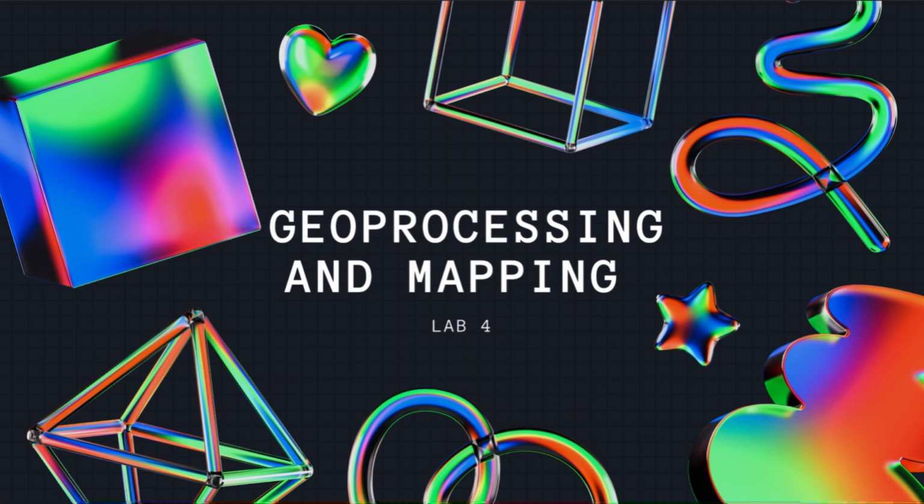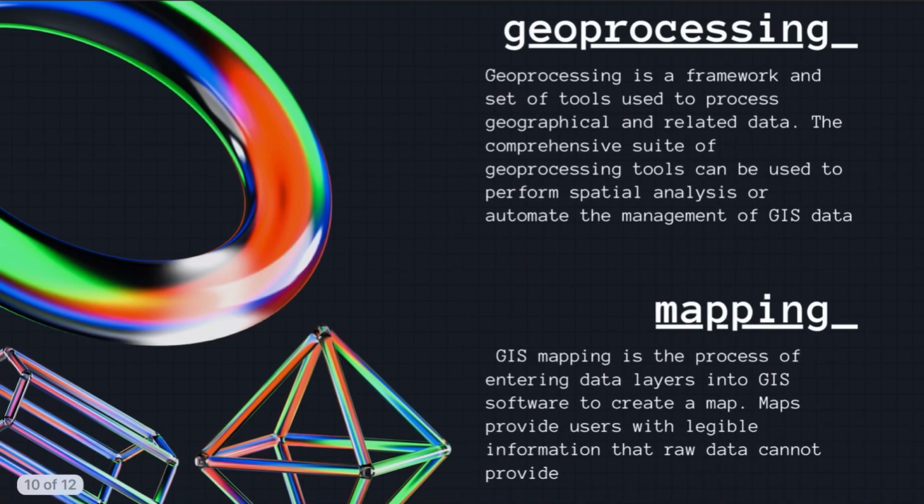Okay, we move to the next lab report, which is geoprocessing and mapping. So basically, what is geoprocessing and mapping? Geoprocessing is a framework and set of tools used to process geographical and related data. The comprehensive suite of geoprocessing tools can be used to perform spatial analysis or automate the management of GIS data. And mapping, GIS mapping, is the process of entering data layers into GIS software to create a map. Maps provide users with legible information that raw data cannot provide.